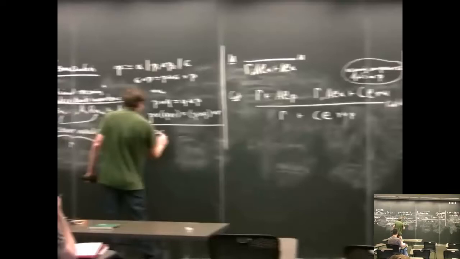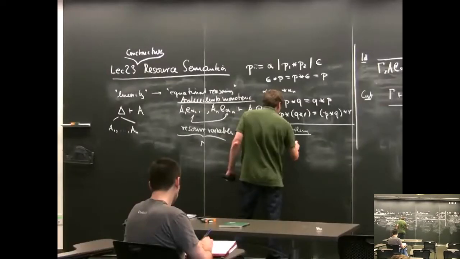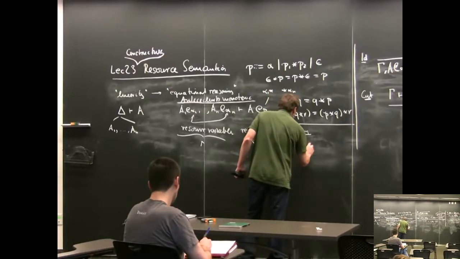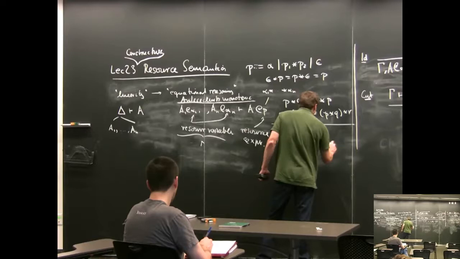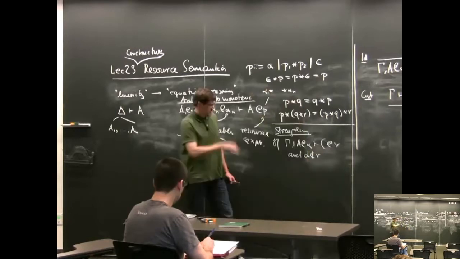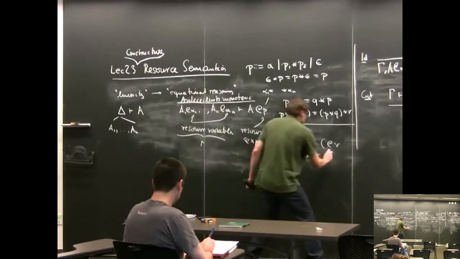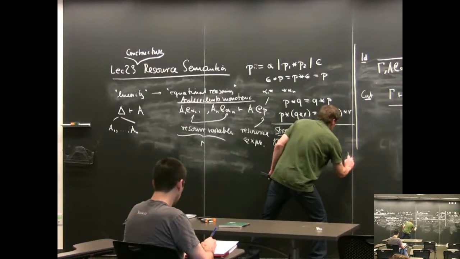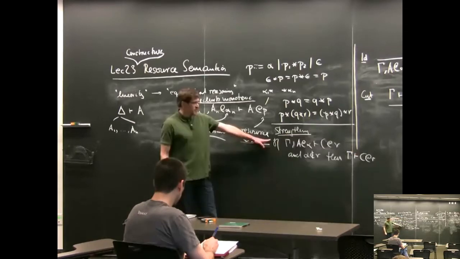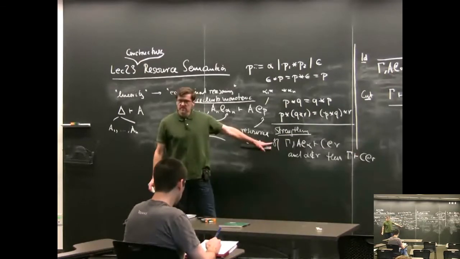Strengthening. So if from gamma and A at alpha, we can prove C at R, and alpha is not in R, so it's not a component of that product, then we can prove it from gamma alone. And we'll have to make sure as we write down all our other rules that this continues to be the case.